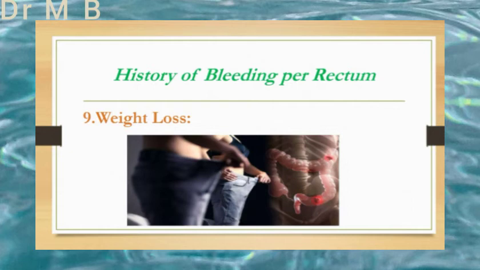You will ask about history of weight loss. If a patient presents with bleeding per rectum associated with weight loss and he or she is elderly, then you should evaluate for lower GI malignancy. Move on to the next question.